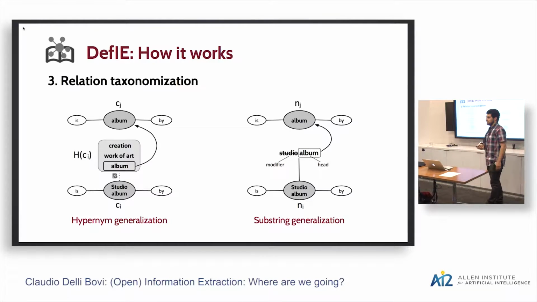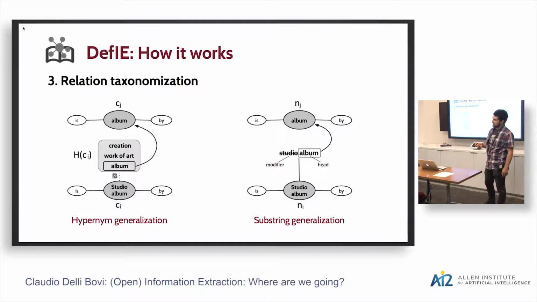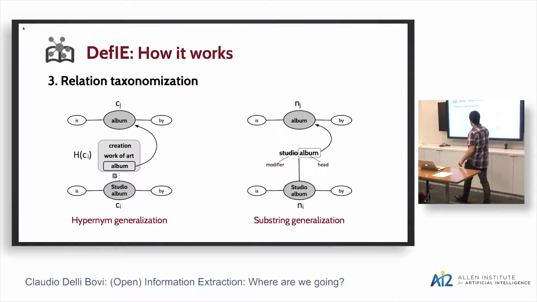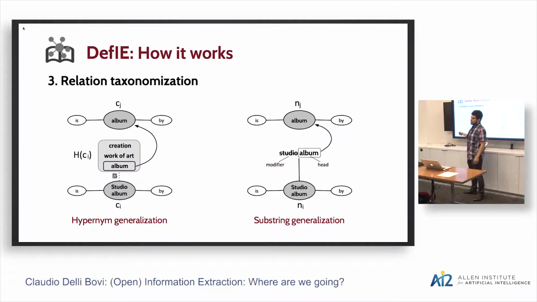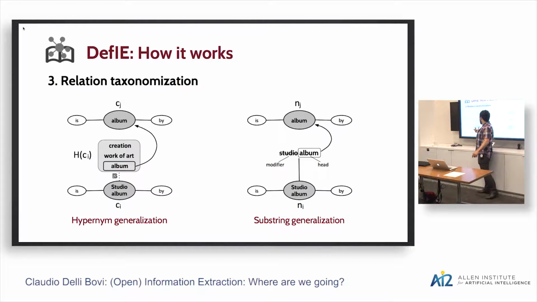I'm a little bit confused. Is this generalized, or is this a taxonomy of relations? Yeah, the taxonomy is about studio album to album. Since you already have that studio album is an album, and this comes from BabelNet, then you can say that this whole pattern, X is studio album by Y, is an X is album by Y.